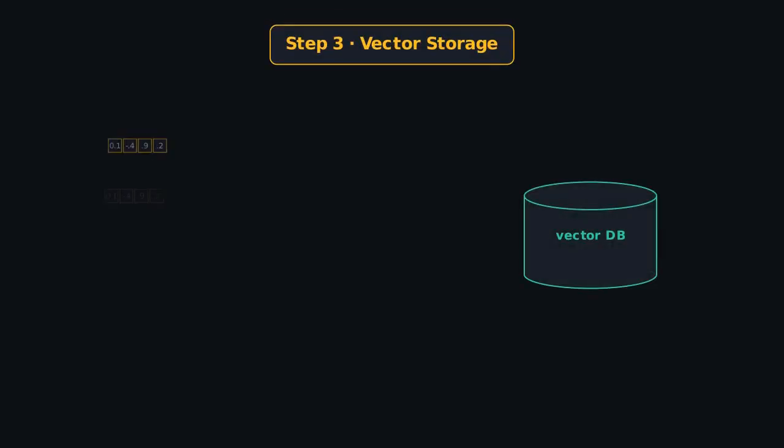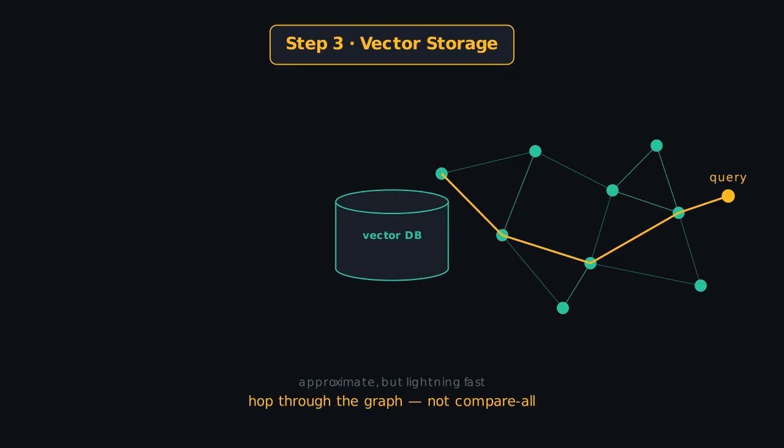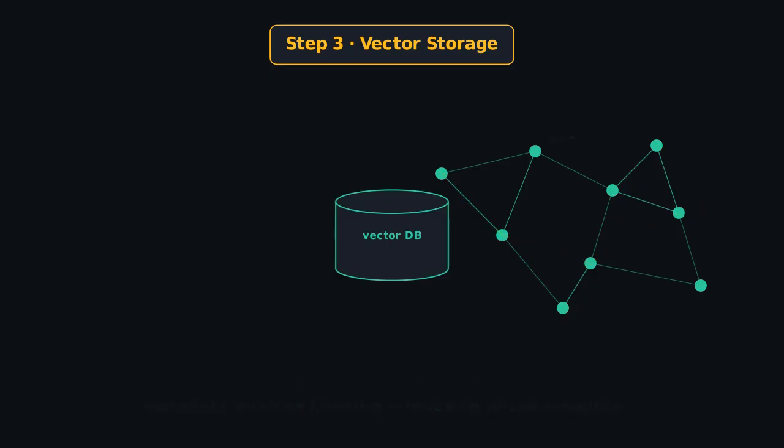Step 3. Vector storage. All those vectors go into a vector database, but it doesn't just pile them in a list. It builds an index, a structure designed to make search fast. A popular one is HNSW, a layered graph where each vector is linked to its nearest neighbors. To search, the database hops through that graph toward the query instead of comparing against every single vector. It's approximate, but it's lightning fast even over millions of points. And alongside each vector, it stores metadata, the source, date, or author, so results can be filtered later. That completes the offline indexing phase.